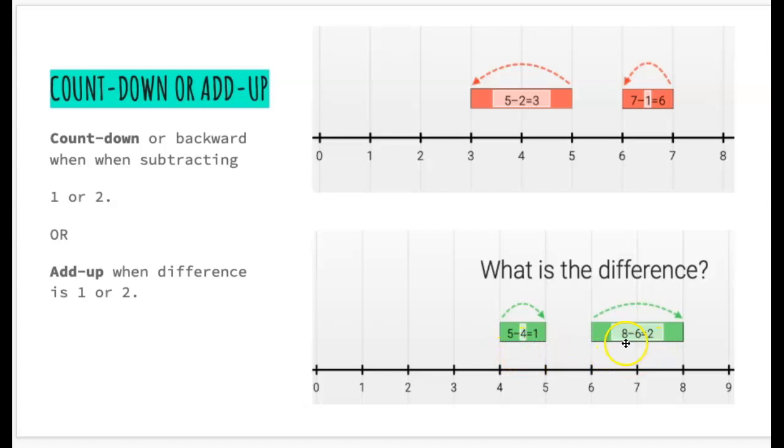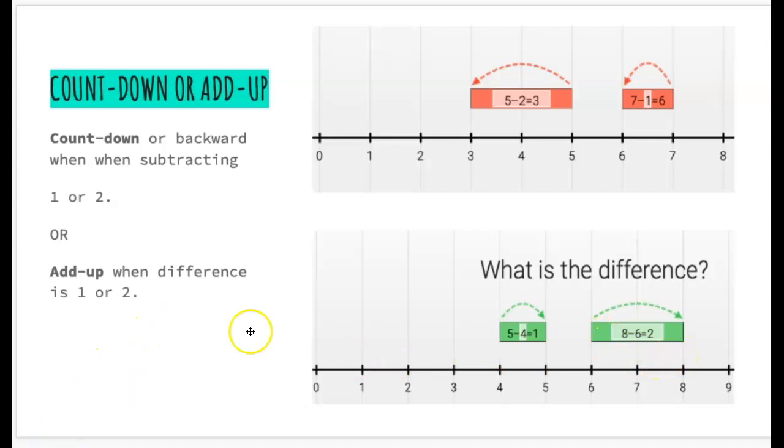Likewise, in this problem, we have 8 minus 6. And this is asking, what's the difference between 8 and 6? So adding up is a good strategy. We could start at 6 and add up 7, 8 and get 2. 2 is the difference between 8 and 6.